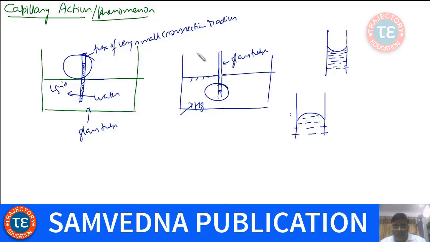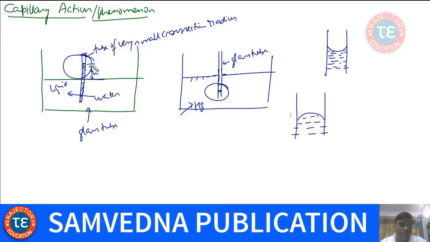Okay, now the big thing over here is why such a thing happens, why the water rises in the glass tube, or why the mercury falls in the glass tube. We have to look into the reason behind this, and then we have to calculate the height of water which rises in the glass tube.